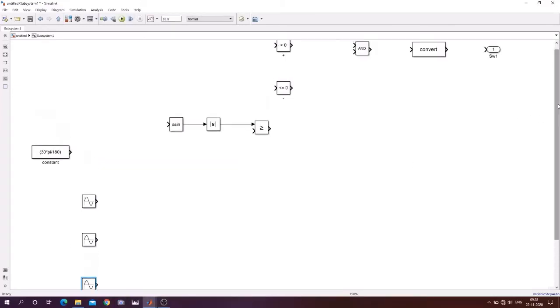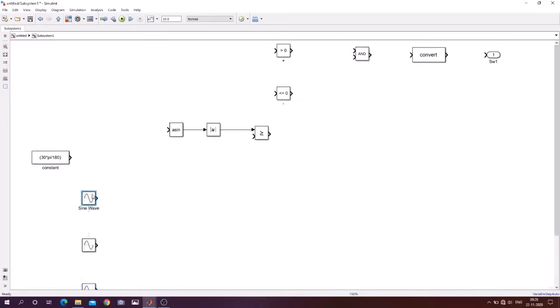Then with one sine wave we will do inverse sine, and then we will take the absolute value, and then we will compare with something that I'm telling you. And the other thing that I will do, I will segregate this sine wave into two halves, positive half and negative half. For segregating it into positive half cycle and negative half cycle, I have taken greater than 0 and less than or equal to 0.